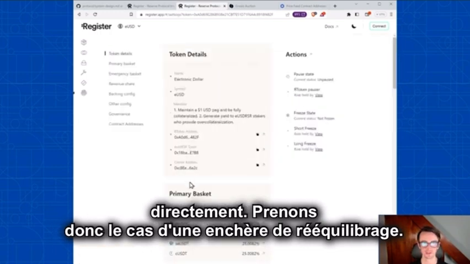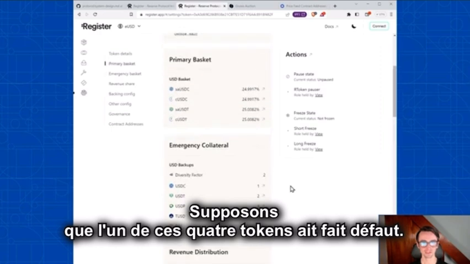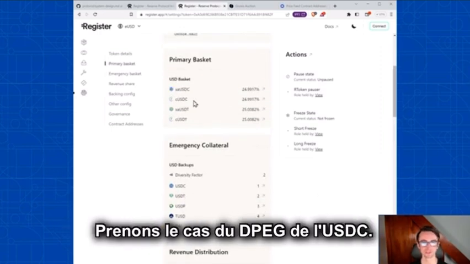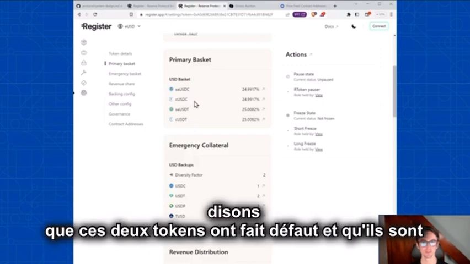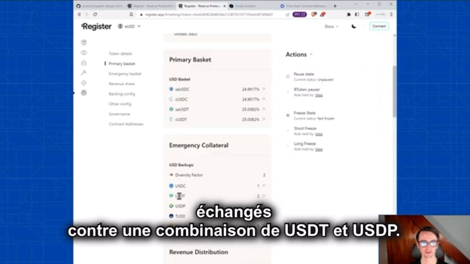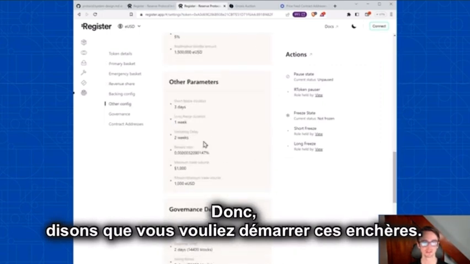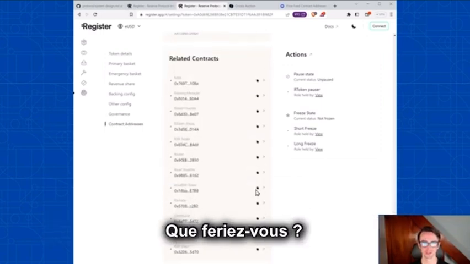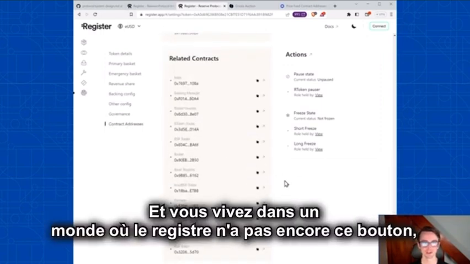So let's take the case of a rebalancing auction. Let's suppose that one of these 4 tokens defaulted. Let's just take the USDC DPEG case. Let's say both these 2 tokens have defaulted, and it's being swapped out for a combination of USDT and USDP. So say you wanted to start those auctions, what would you do? And you're living in a world where the register does not yet have that button.